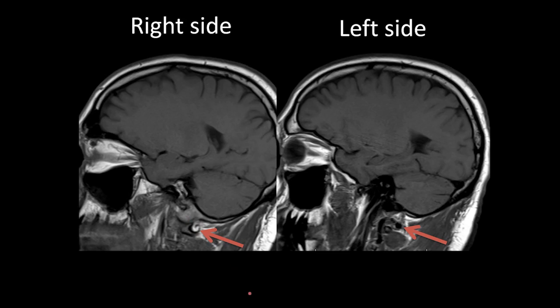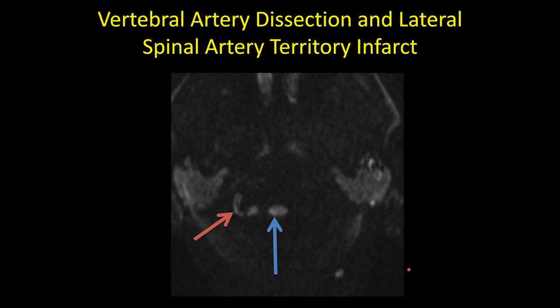Right side, there is actually a dissection of the vertebral artery. And when you go back and look at the diffusion, now it becomes very obvious that there is a thrombus here in the right vertebral artery. There is a dissection. You can see how there is a little posterior lateral spinal cord infarct. So this is a vertebral artery dissection with a lateral spinal artery territory infarct.